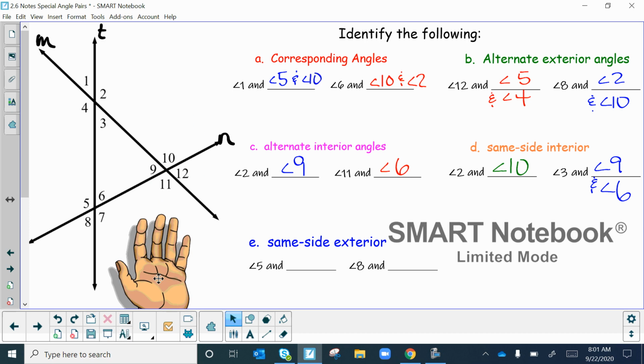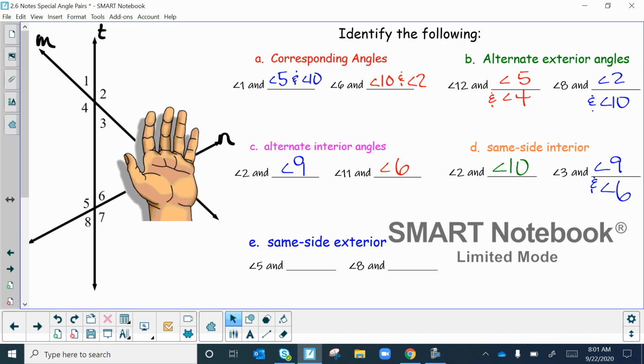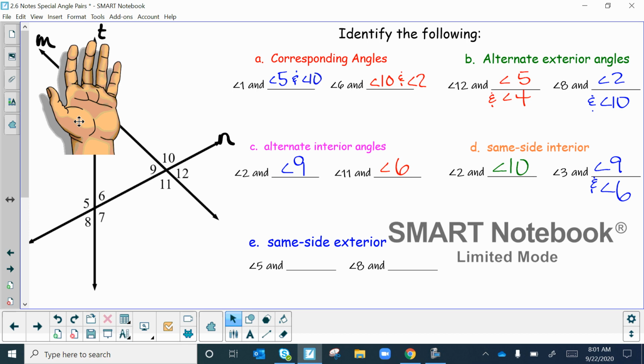On the last one, angle 5 is same side exterior with what? So let's cover up this section right here. If I cover up this section right here, 5 is not on the exterior. You can see 3, 4, 5, and 6 are interior angles. So that's not the intersection I want to cover up. I need to cover up this one right here. So 5 is on the exterior now because 6, 9, 7, and 11 are in the interior. And so we need to be on the same side of the transversal. So that would be 10. So angle 5 and angle 10 are same side exterior.